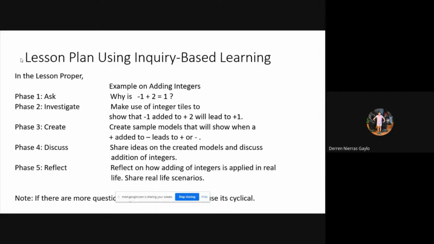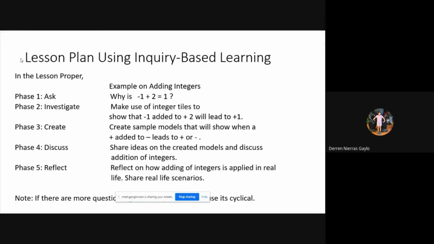And then phase 4, discuss. Share ideas on the created models. So their ideation part here. So what ideas came after doing the creating of the models? And then discuss addition of integers in terms of concepts. So here the teacher will do the discussion.